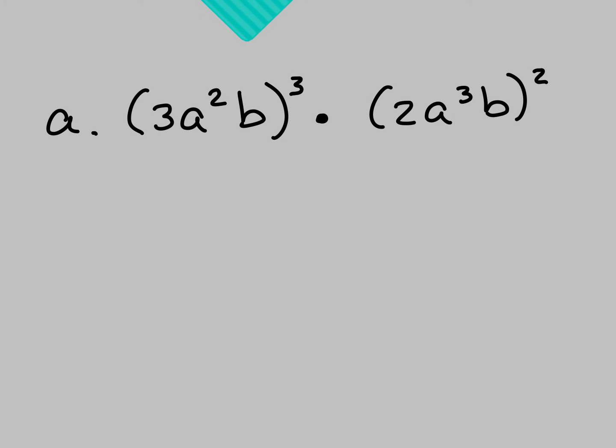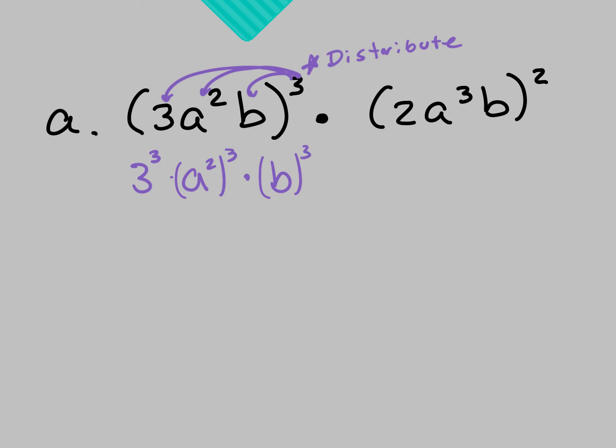What do you think I need to do first for A? What do I do with the exponents? Yes, but I distribute. So you're saying the same thing, but in other words, I distribute. So I'm going to distribute that 3 to the 3, to the A, and to the B. So this is 3 to the third power times A squared to the third power times B to the third power. What is 3 to the third power? 27.